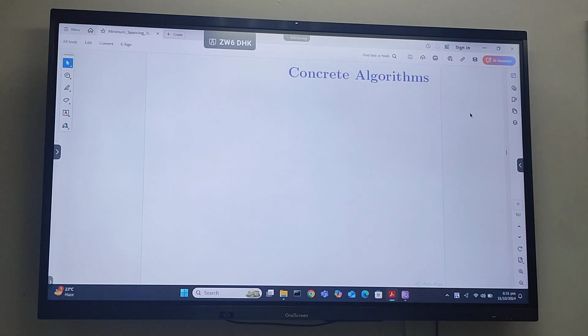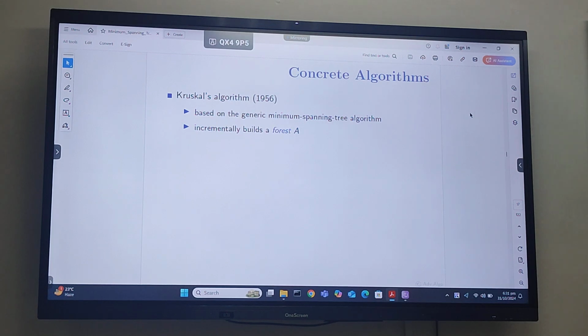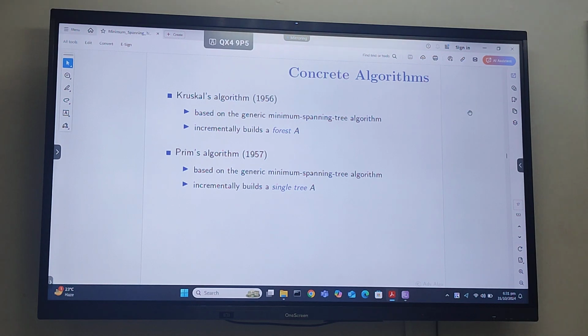So there are two concrete algorithms, and many of you would have studied them or seen them before also. One is called Kruskal's algorithm. Who has studied it? It's a pretty old algorithm. The other was by a person called Prim, and he developed an algorithm in 1957. So it's like a long time ago. And now we look at how these two algorithms work.